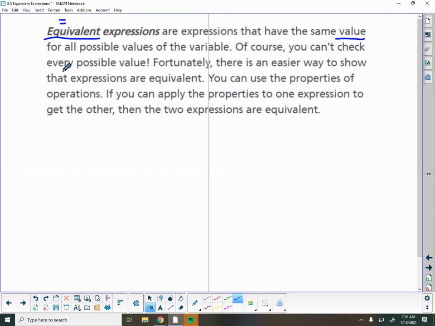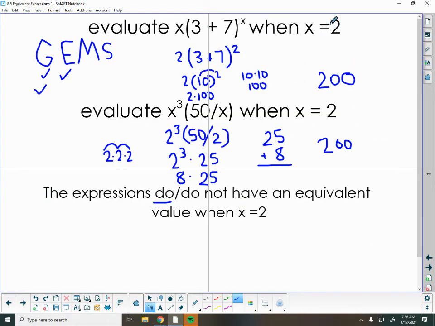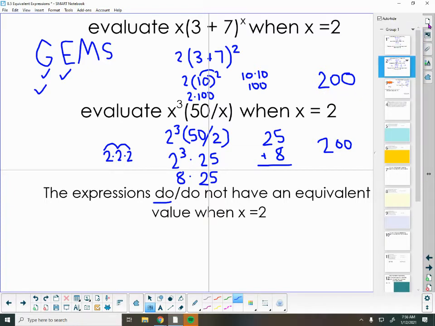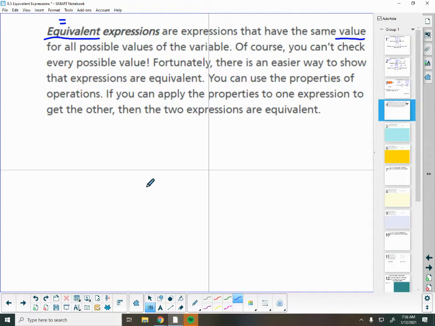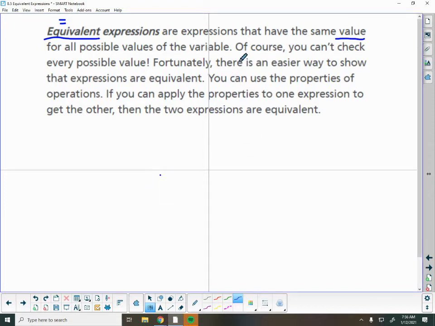So of course we can't check every possible number, right? That would take us a really long time to go through and be like, does 1 work? Does 2? Does 3? And we could do that with 3.5 and 3.75, and we'd be there forever. So there are other ways to show that expressions are equivalent. We can use different properties of operations to rewrite the expressions and to see if they are the same. So let's take a look at some of those properties.